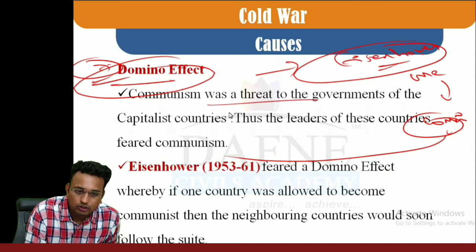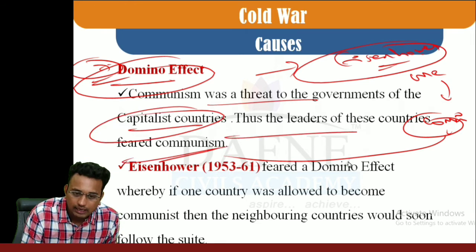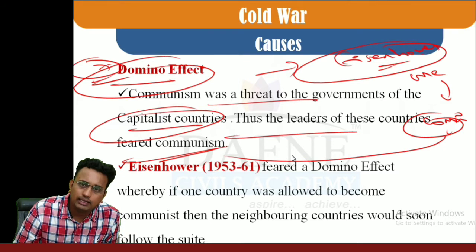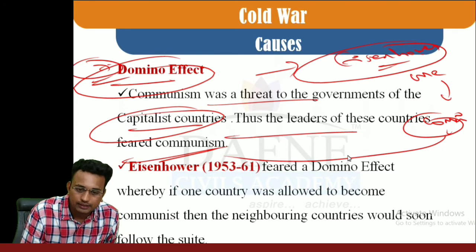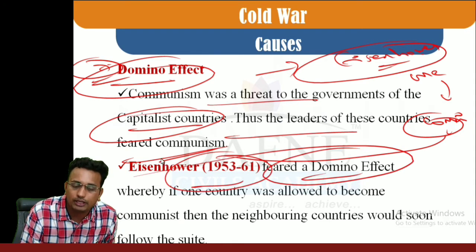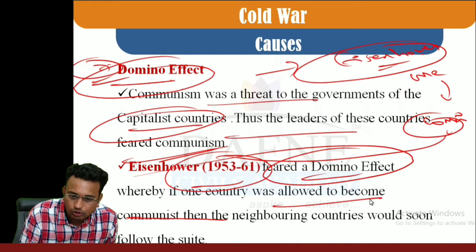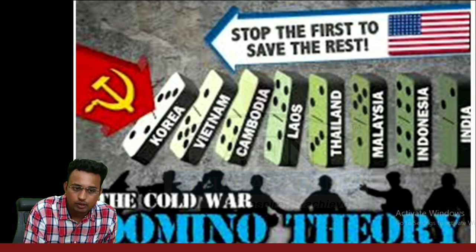So communism was a threat to the governments of capitalistic countries. The leaders of these countries feared communism, especially when you have political instability, as communist ideology would always be leaning in. So Eisenhower, after Truman in the US, feared the domino effect, where if one country was allowed to become communist, automatically the neighboring countries would also follow suit. This is the domino effect.